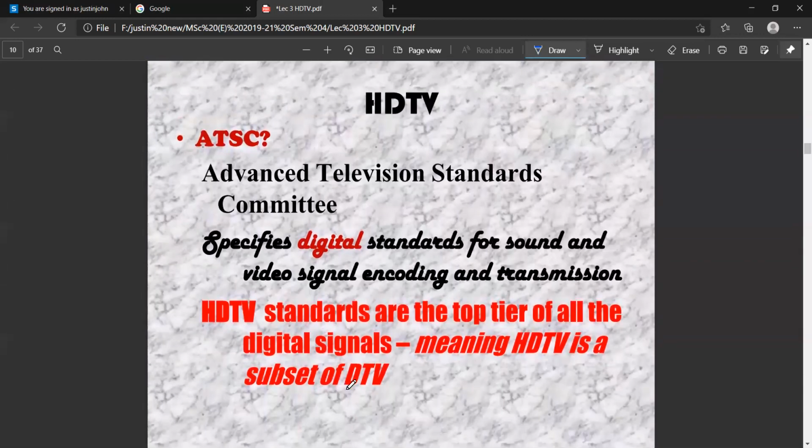Now, high definition television. Who decides the standard of high definition television? There is a committee called the Advanced Television Standards Committee, or ATSC. This is an international committee which specifies the digital standards for the visual content as well as the audio content, and the type of encoding that is used. All these things are decided by the ATSC. The HDTV standards are the top tier of all the digital standards, which means, as I said earlier, high definition television is a subset of digital television. The highest quality digital television is high definition television. We could say like that.